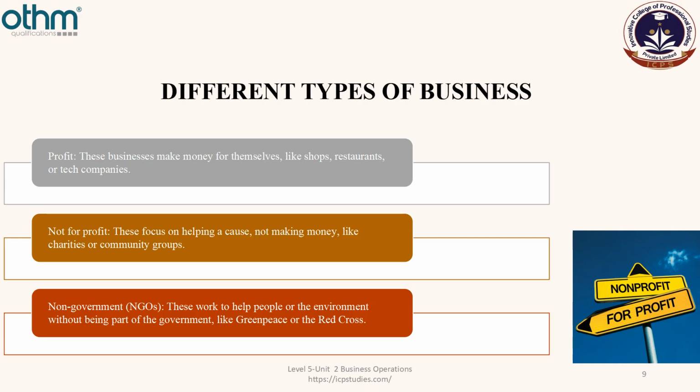The first one is the profit business organization. The purpose of these organizations is to make profit. These businesses make money for themselves, for example, different shops, different restaurants, or different technological companies. Then we have the companies that are non-profit organizations or not for profit. The focus of these companies is helping some cause, not making money, like charities or community groups. Then we have non-governmental organizations or NGOs. The purpose of these organizations is to help people or the environment without being part of the government. For example, Greenpeace or the Red Cross.